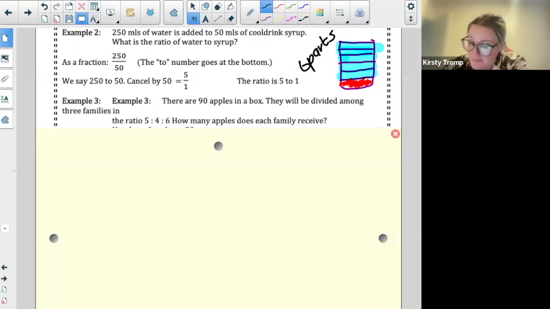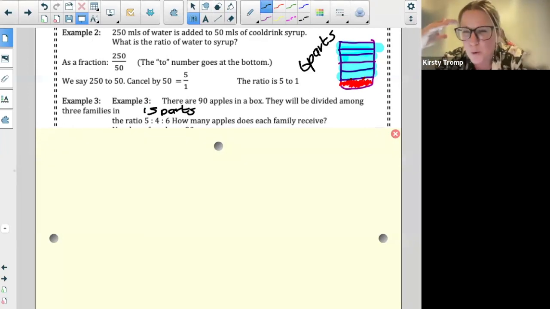Okay. All right. Now, let's work out how many parts we've got here. So I've got 5 plus 4 plus 6. So altogether, I've got 15 parts. If we look at that ratio, and you think about the water, always think about, what did ma'am say about the water? All right. Add your parts together. 5 plus 4 plus 6 gives you 15. That's your first step. Okay.